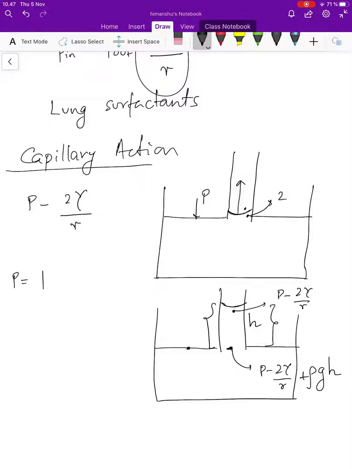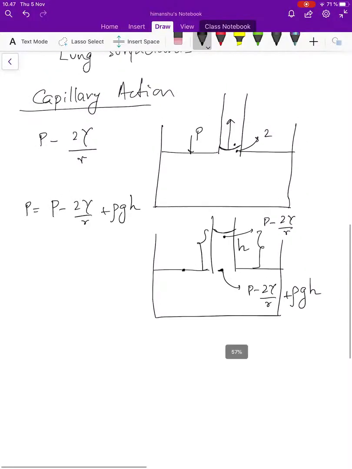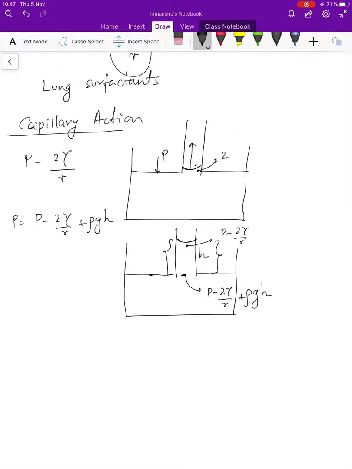And therefore P equals P minus 2 times surface tension by R plus rho g h. Here rho is the density of the liquid. If you rearrange this, you can measure the surface tension, and this will be equal to the radius of the capillary, the density of the liquid, the gravitational constant, R divided by 2.